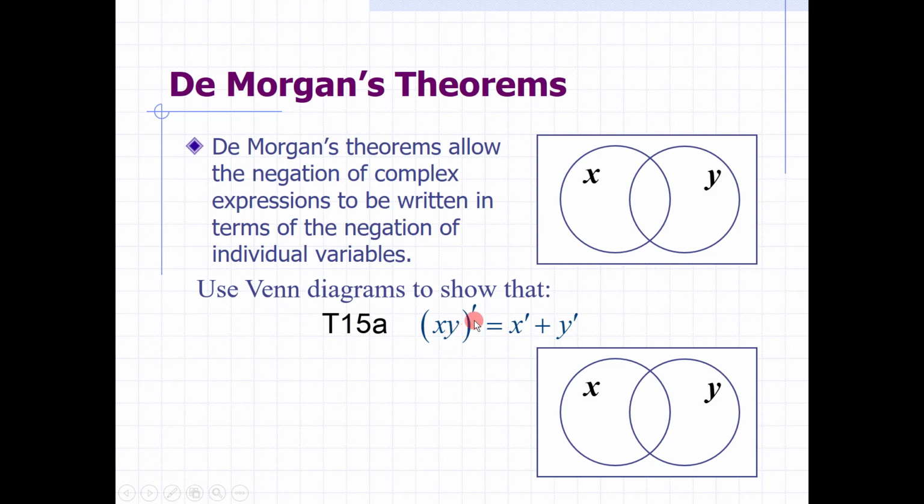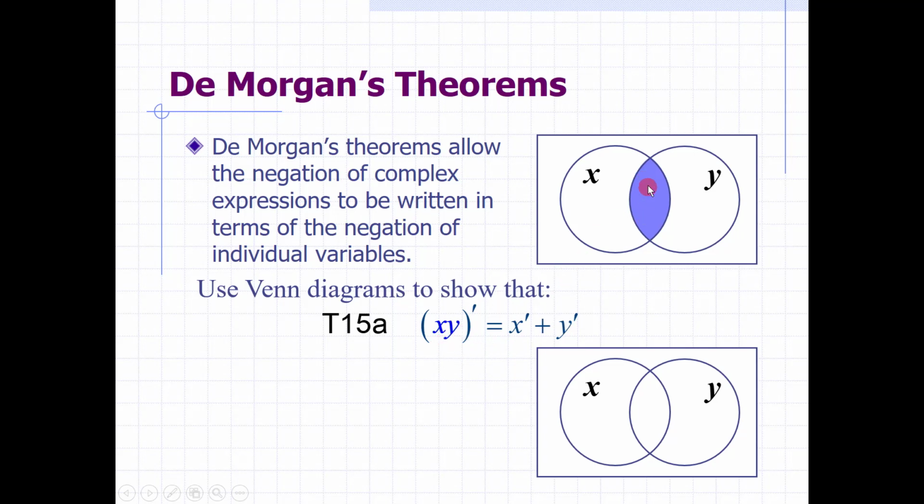If you have a not outside of brackets where you have things that are ANDed together, it's weird. You don't just move the not into the brackets, you also change the operator. So if you have two variables that are ANDed together, when you distribute or move that not into the brackets, it changes the operator. We could draw the Venn diagram for these.